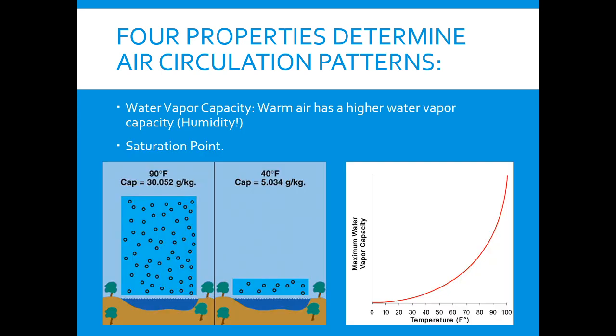Another property that determines it is water vapor capacity, or the humidity. The saturation point is the point at which the water is no longer able to be held in the atmosphere, and therefore you would start to get fog or rain. So this is an example of, at 90 degrees, the air is able to carry more water than at 40 degrees Fahrenheit. This graph here shows you the water vapor capacity based on the temperature. Notice at 0 it cannot hold almost any water, all the way up to 100 degrees where it holds the most amount.